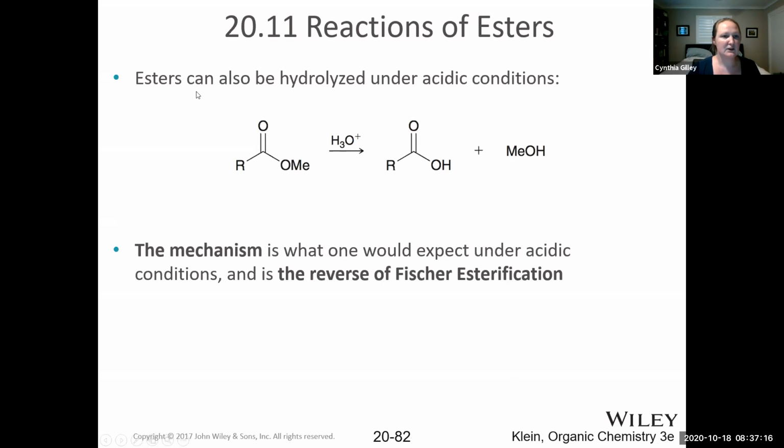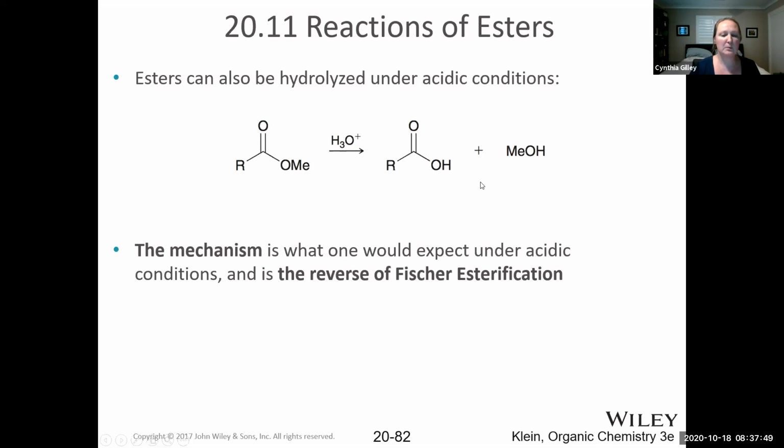Okay, esters can also be hydrolyzed under acidic conditions. So the previous saponification reaction is considered the hydrolysis of an ester under basic conditions. We can also treat with water and acid and hydrolyze the ester under acidic conditions. You can think of this as the reverse of the Fischer esterification reaction, because the Fischer esterification reaction combines a carboxylic acid and an alcohol with an acid catalyst to produce an ester and water.